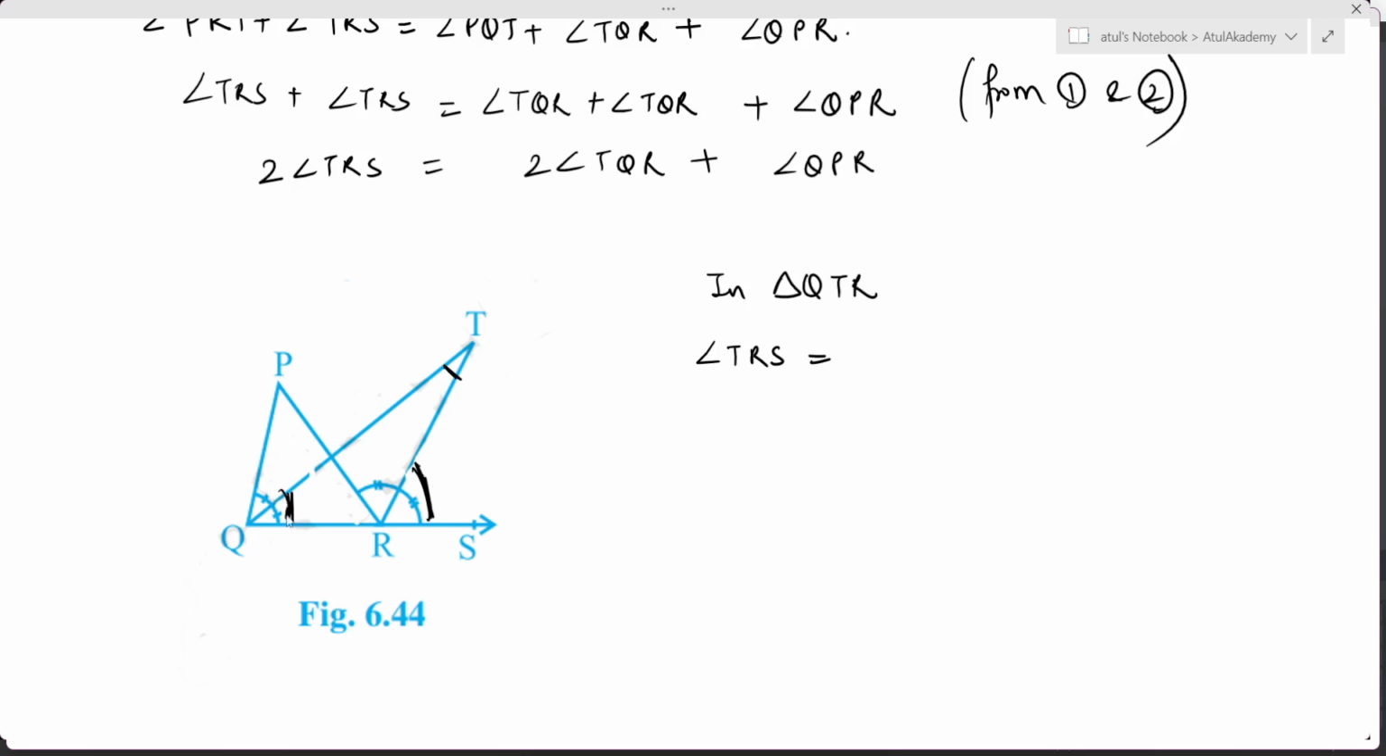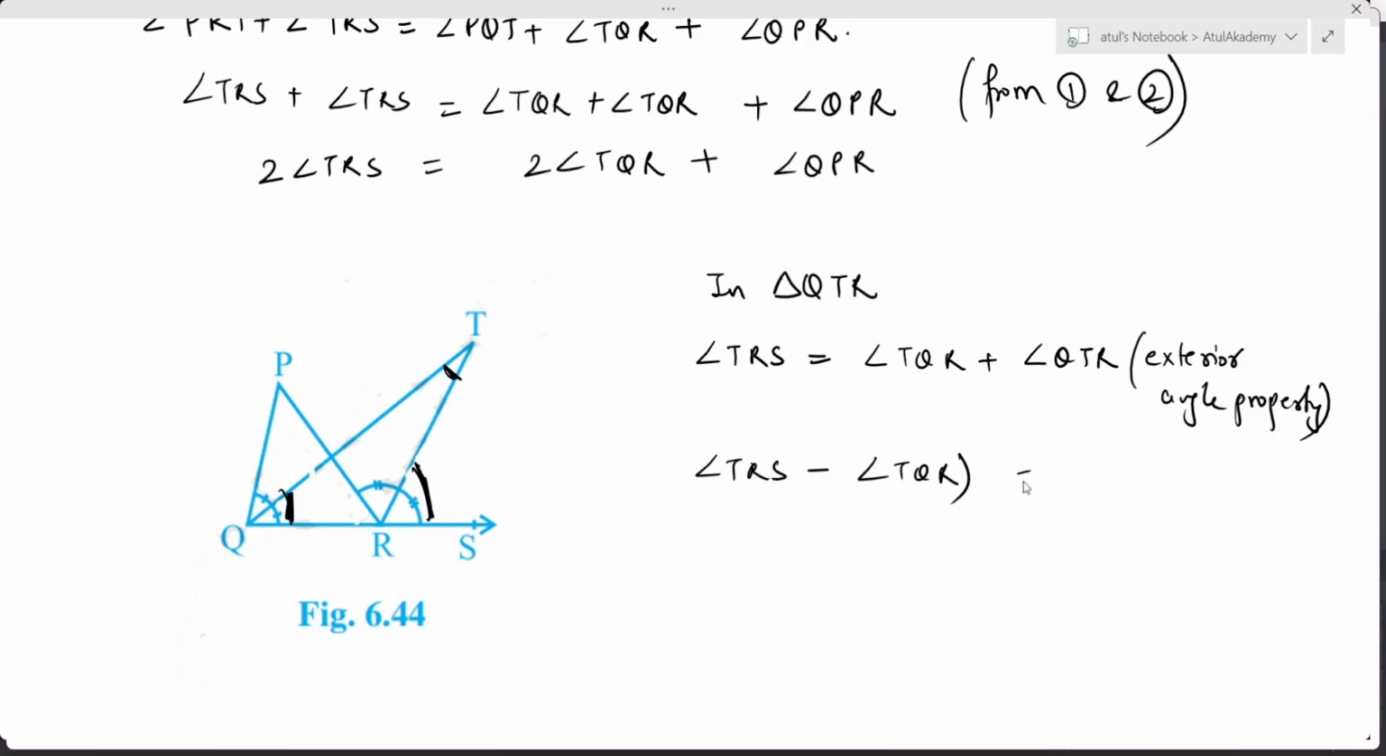This is equals to the sum of this and this. So angle TRS is equals to angle TQR plus angle QTR. What reason again? Exterior angle property. Meaning the exterior angle is equals to the sum of two interior opposite angles. Now this TRS like this. Can I write it as TRS minus TQR is equals to what? QTR. Fine, kids. This was my third equation.